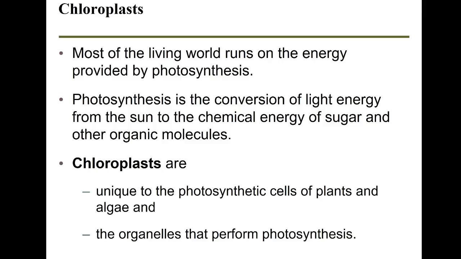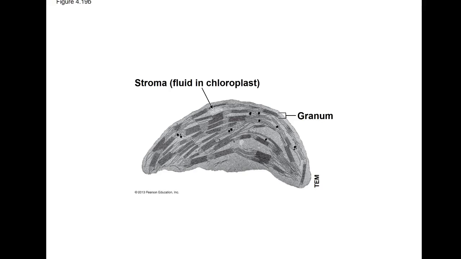Most of the living world runs on this energy provided by photosynthesis, and we are familiar with that. So chloroplasts are unique to photosynthetic cells of plants and algae. If you don't have to do photosynthesis, you won't need chloroplasts. And obviously they are the organelles that perform photosynthesis. This is just a picture, actually under a microscope, of what a chloroplast might look like. We will get into the details of this later in the class.